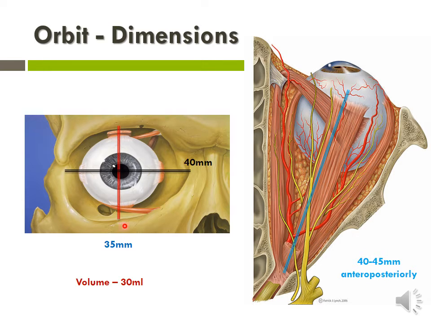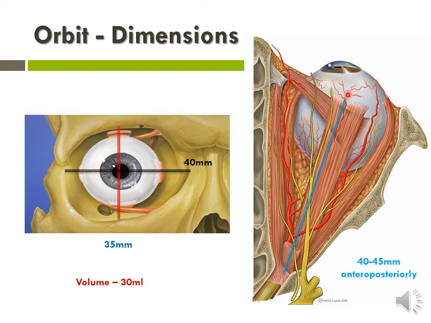Okay, so what are the dimensions? This is a horizontal measurement. Horizontal diameter is 40 millimeter, vertical dimension is 35 millimeter, so vertical and horizontal diameters are very close to each other. And from anterior to posterior, this is the posterior part of the orbit and this is the anterior part. So this measurement, anterior to posterior, is nearly 40 to 45 millimeter, that means 4 to 4.5 centimeter. So that is the dimensions of the orbit.